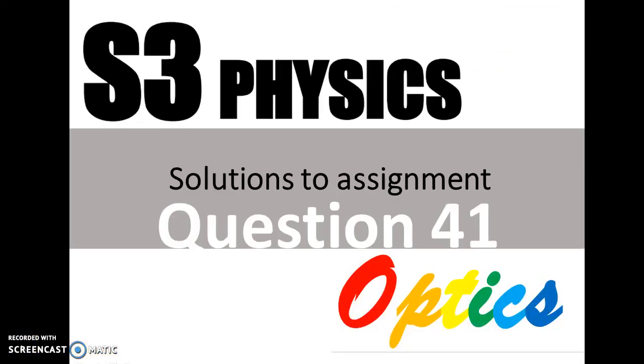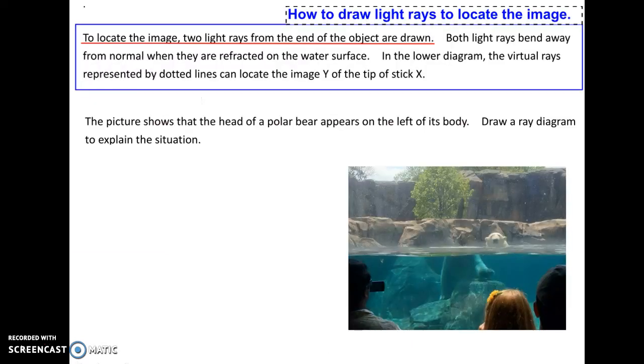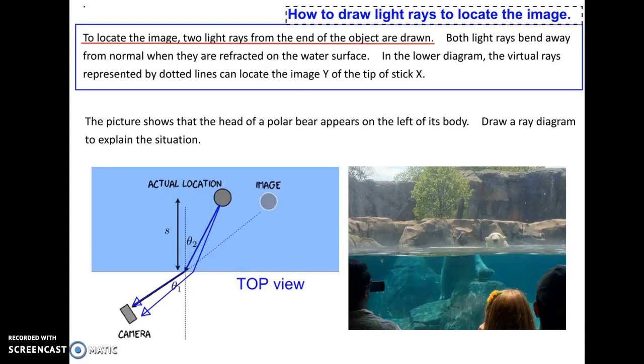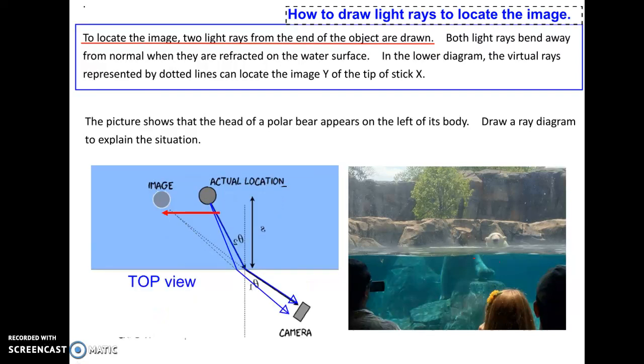Question 41. In this question, you have to draw a ray diagram to illustrate the situation. There's a similar diagram in your book which looks like this. But you can see the image position is not correct. In our diagram, the image of the polar bear goes to the left, while for the ray diagram that you find in your book, the image is on the right of the object. So you have to flip the ray diagram in this way, so that the image is now on the left of the object.